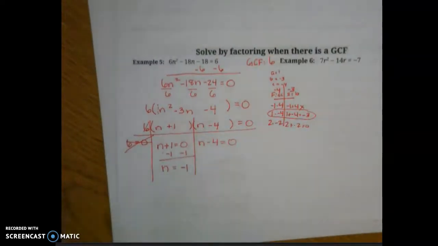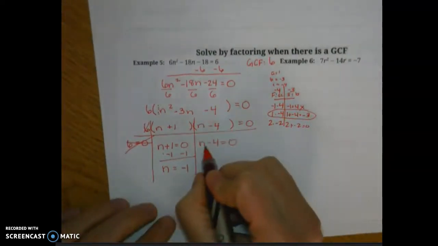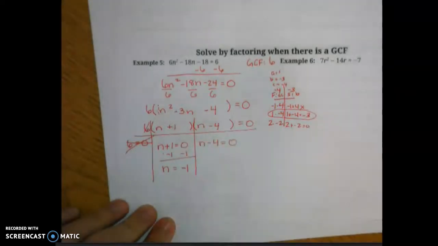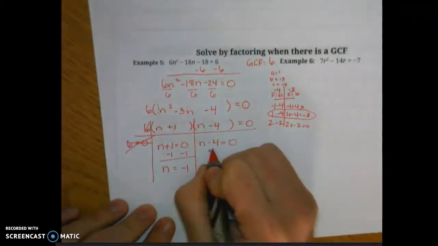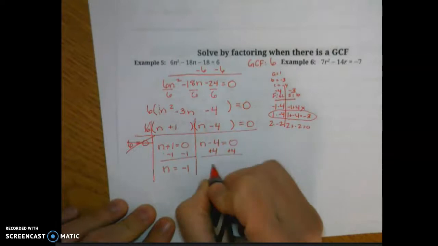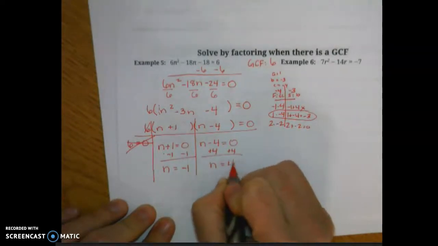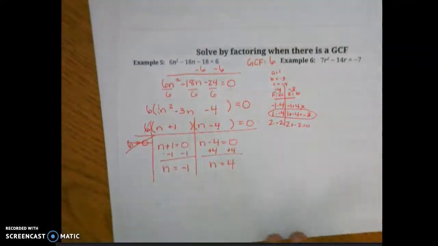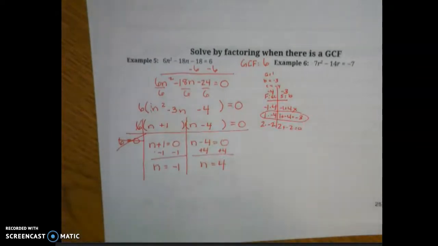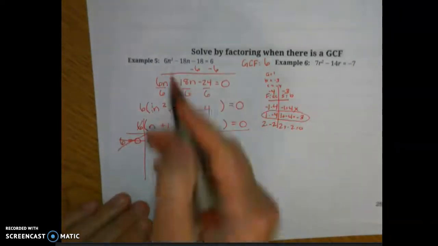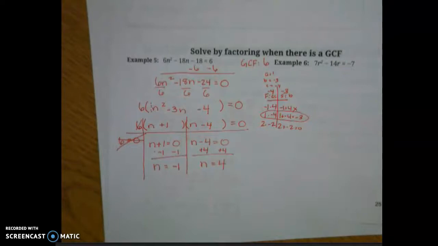Okay, now I'm going to solve this one. Okay, it's n minus 4, so I have to undo that subtraction with the opposite, which is addition. So I'm going to add 4 to both sides and get n equals 4. So I have 2 solutions again. N equals negative 1 and n equals 4. Okay, I could plug those into the original equation to check to see if it makes the equation true.